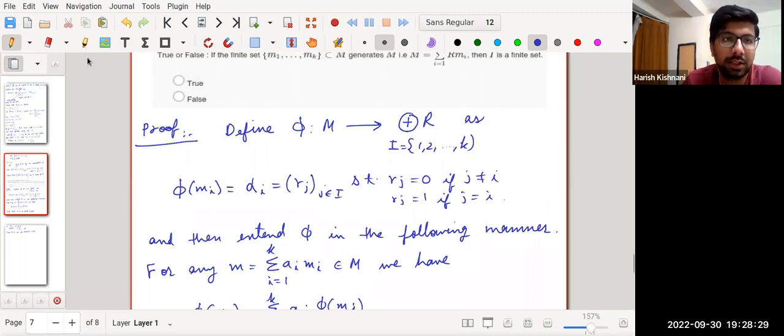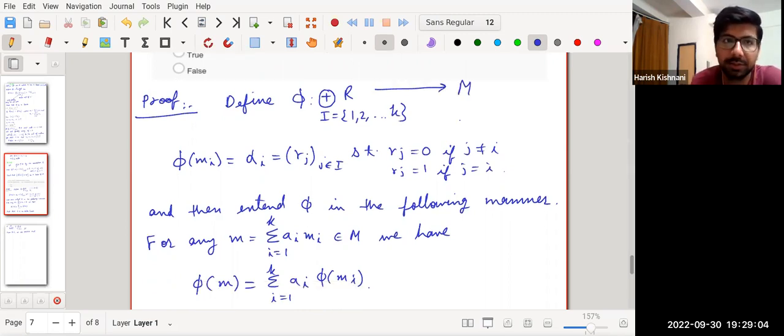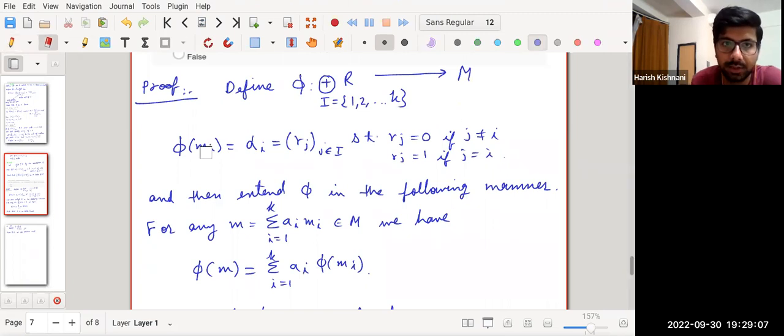So it's better to define the converse map from here to here. So you have the direct sum of R, where i is varying from 1 to k, and that is from here to M. You can define it like that. But first you define it over the ei's.